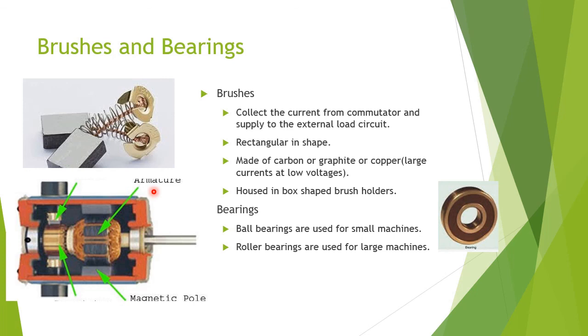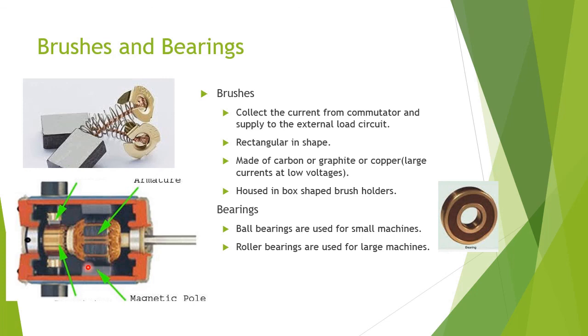The last part is the brushes and bearings. This is the brush. Here this brush collects the current from the commutator and supplies it to the external load circuit. Here the electric power is generated and converted to unidirectional by the commutator, and that is collected by this brush. Here the brushes are attached. This is the commutator, this is the armature. See, these are the armature segments. Here these are all insulations. These slots are insulated from each other.